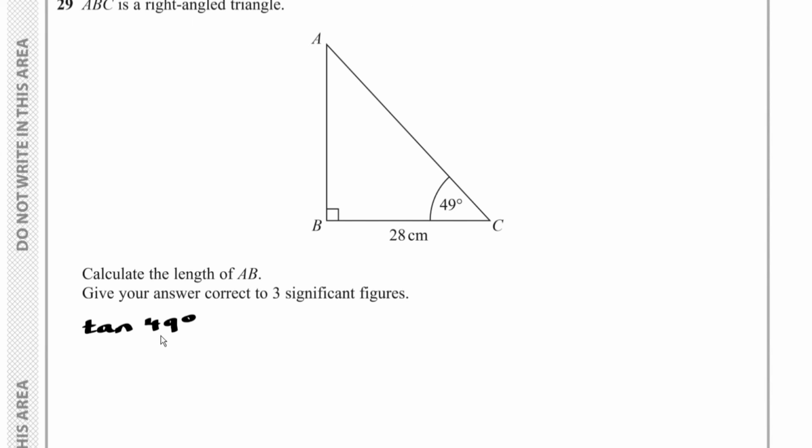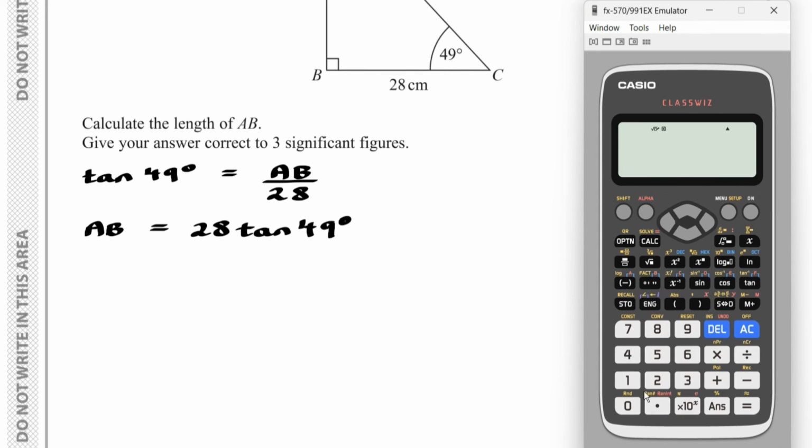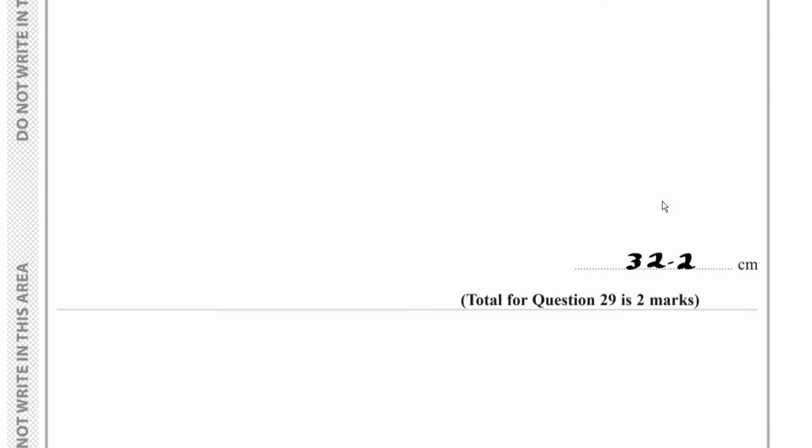So the tan of 49 is equal to the opposite AB divided by the adjacent 28. We need to rearrange for AB. So AB is equal to 28 multiplied by tan of 49. So let's work this out. I've got 28 multiplied by the tan of 49, and turns out we get 32.2, etc. So to 3 significant figures, we have 32.2 centimetres.